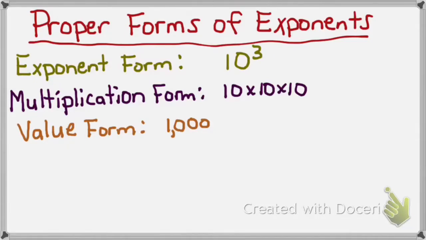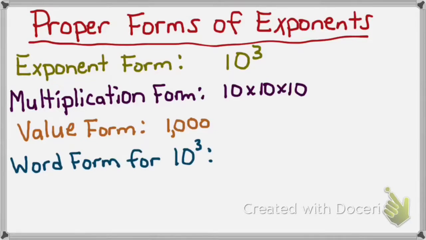so the value of 10 to the third power is 1,000. And finally, sometimes we're asked to find the word form for 10 to the third power, or how do you read it? Well, you read it exactly as we say it. So you read the whole number, or the base, 10, to the, and you pick what the number is, power.